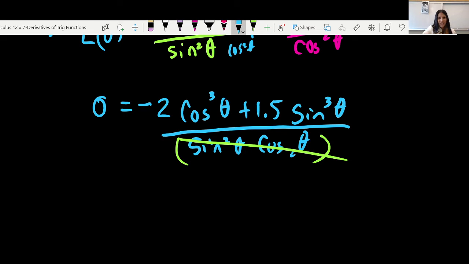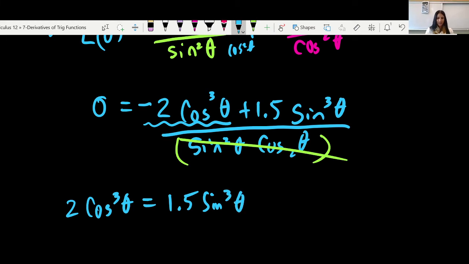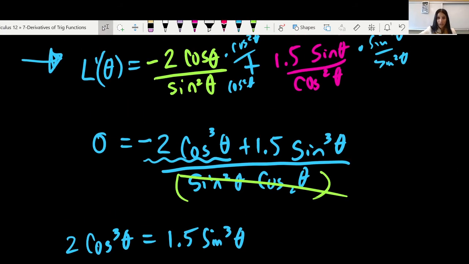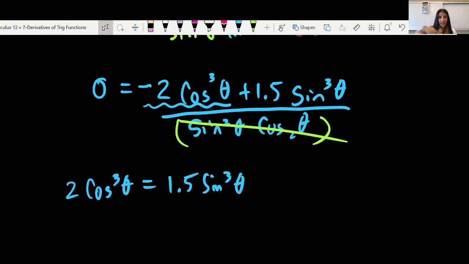well, do you see that I could just take this and move it to the left side to make it positive? So I'd have 2 cos cubed theta equals 1.5 sine cubed theta. Okay, so I hope so far this is looking like it's easy to follow along with, or you get what I've done here. I just took that and used my algebra skills, moved it to the left. That left this remaining here.